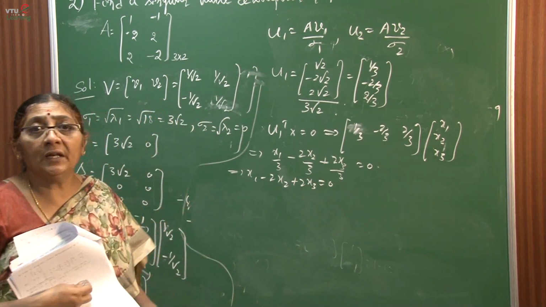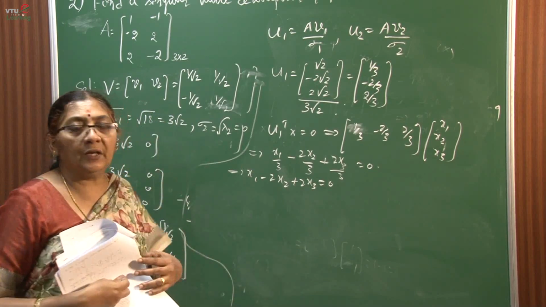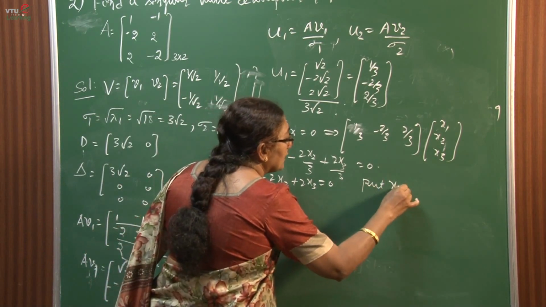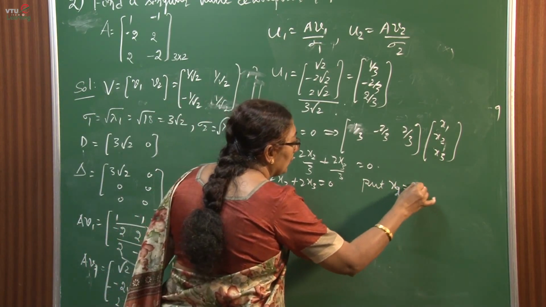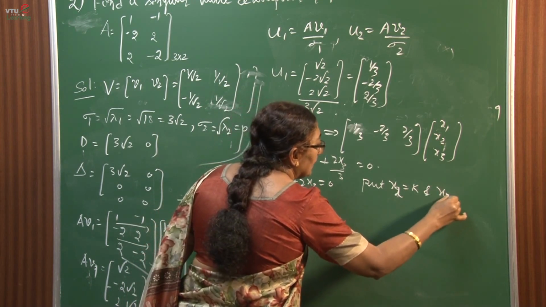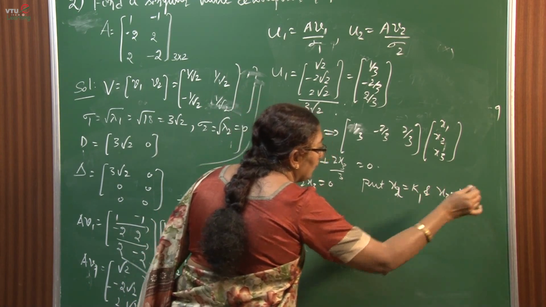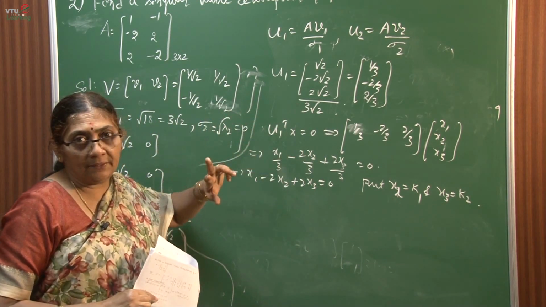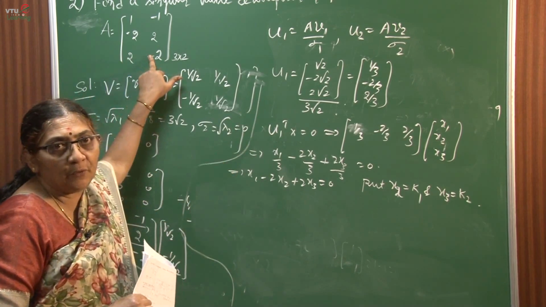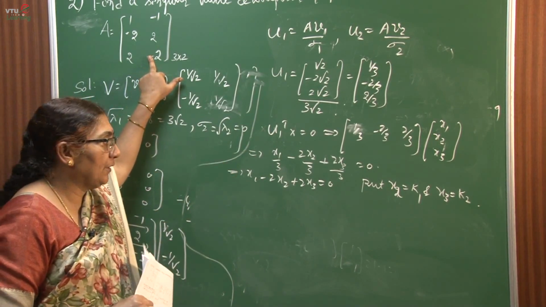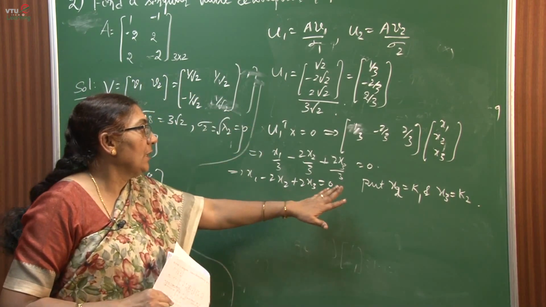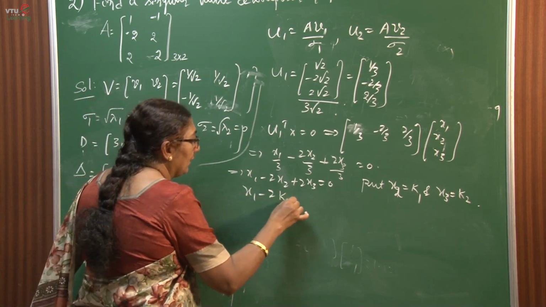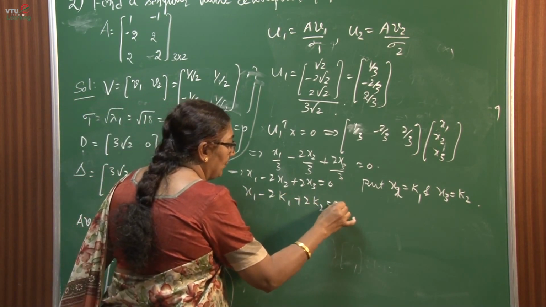But here we get one equation. How many unknowns do you have? 3 unknowns. Therefore, I will put x2 equal to k1 and x3 equal to k2. You have one vector and I need two more, because you have 3 rows, so I need 3 unit vectors. Therefore, I will choose 2 unknowns, x2 is k1 and x3 is k2. What do we get? x1 minus 2k1 plus 2k2 must be equal to 0.